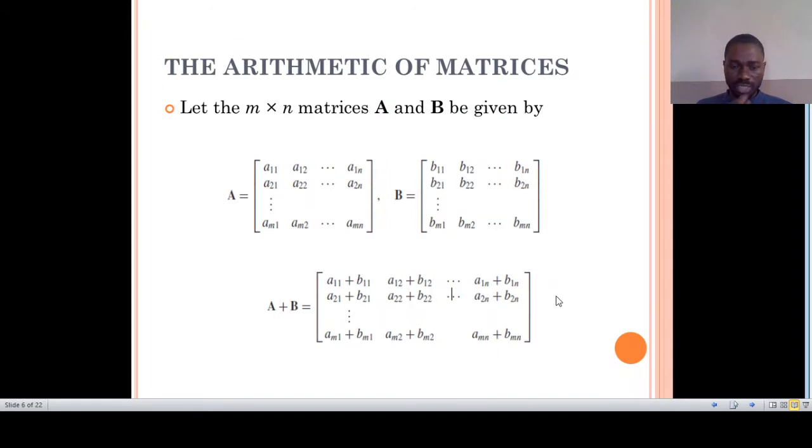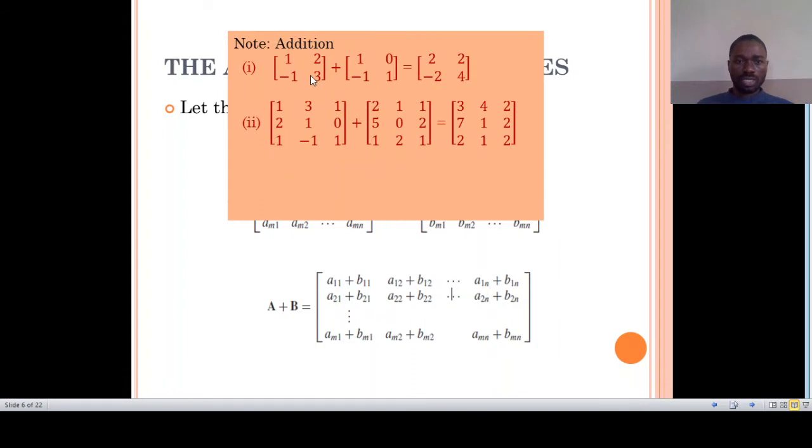The arithmetic of a matrix. When you see a matrix, you can think of a matrix as a number where you can add, you can subtract, you can multiply, and you can equally divide. You can do the same thing with matrices. Let's consider these matrices A and B. We have the entries. You will add the matrices together based on their entries. For example, you add A11 and B11, A12 and B12, and so on like that. If you are dealing with subtraction, you will do the same thing. Look at the example I gave here.